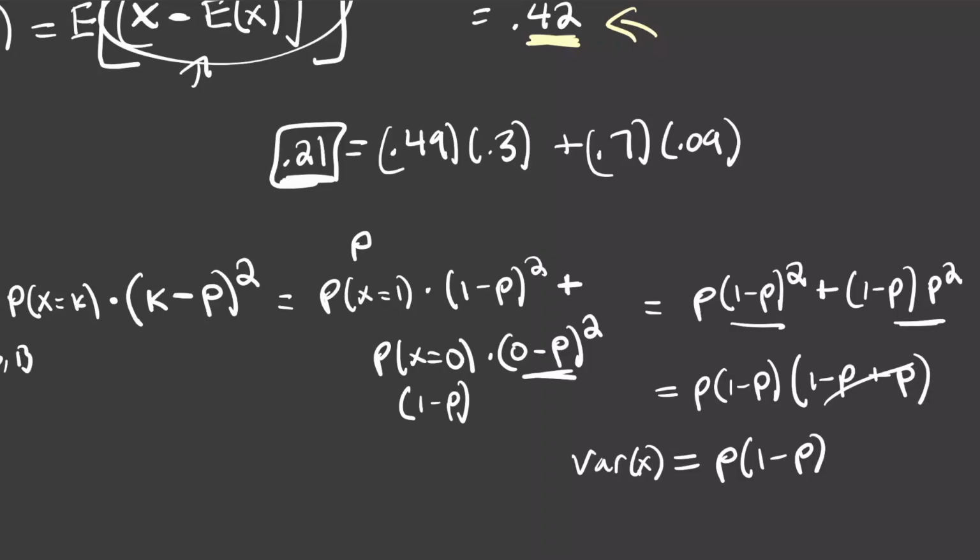And then quick sanity check, if we plug in 0.3, which we already calculated, we get 0.7 times 0.3, which again is 0.21, so yes, it makes sense.